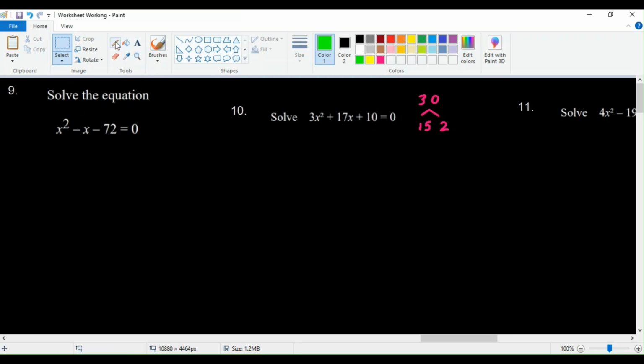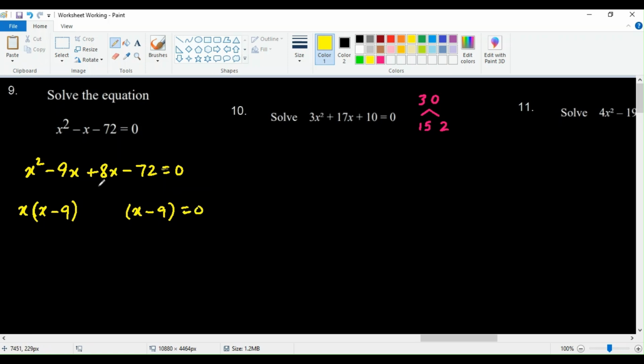8 times 9 is 72. So I will write the first one and the last one as it is without a change, and minus 9x plus 8x gives us minus 1. So in the first one, x minus 9 is going to be in the first bracket, copying this once again, and I already have x in my hand and I need a plus 8x, so I will write a plus 8 over here. So x plus 8 is going to be in the first bracket, and x minus 9 in the second bracket.